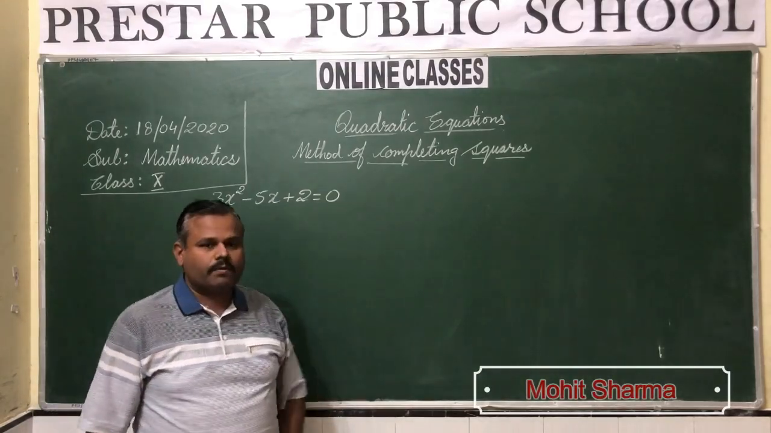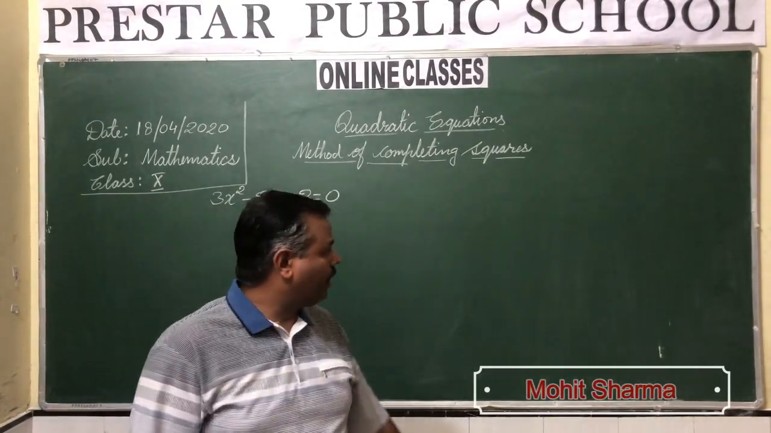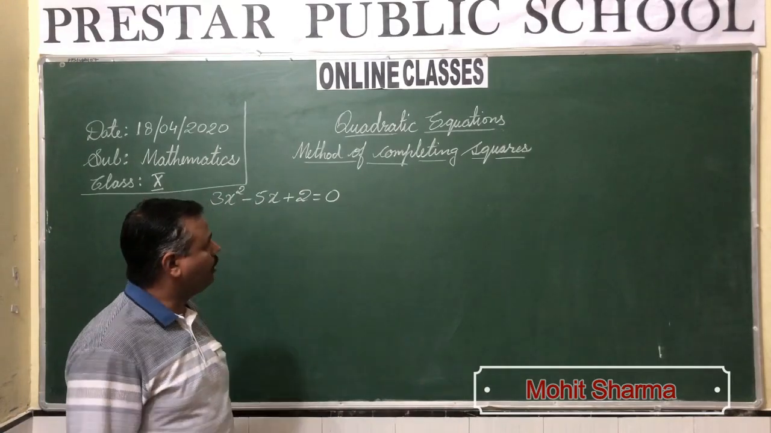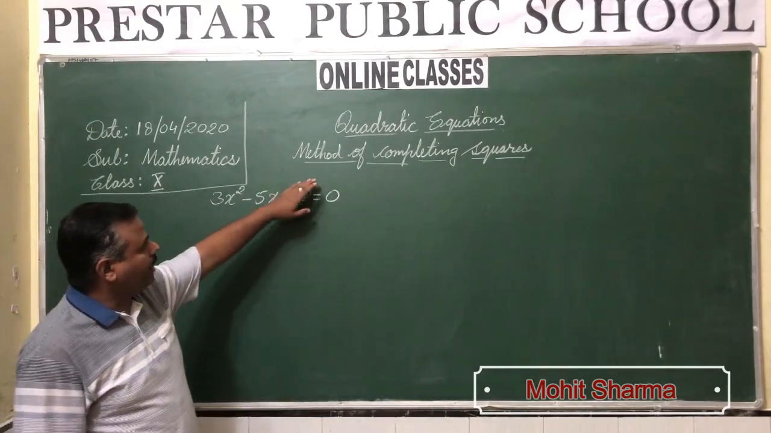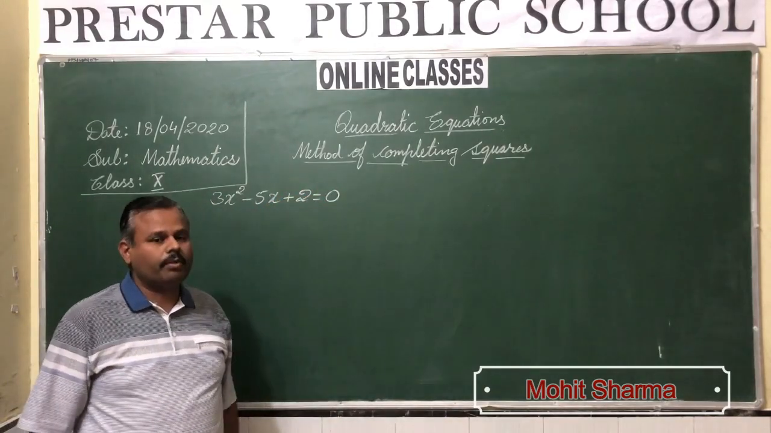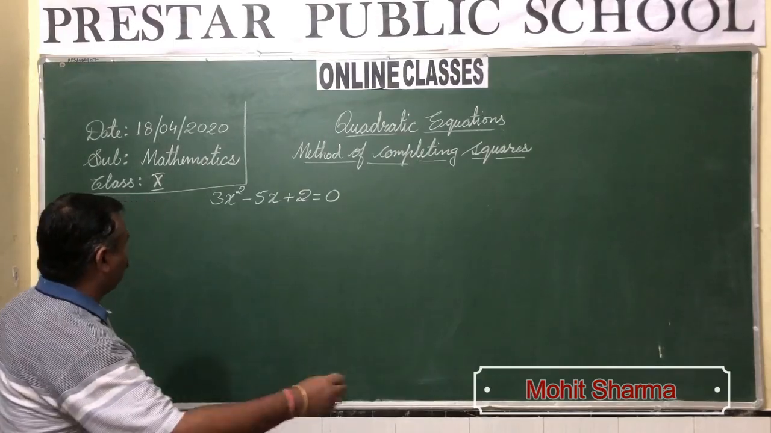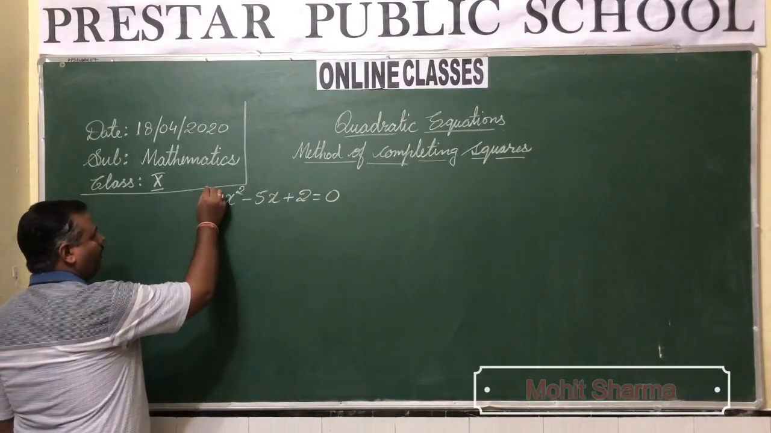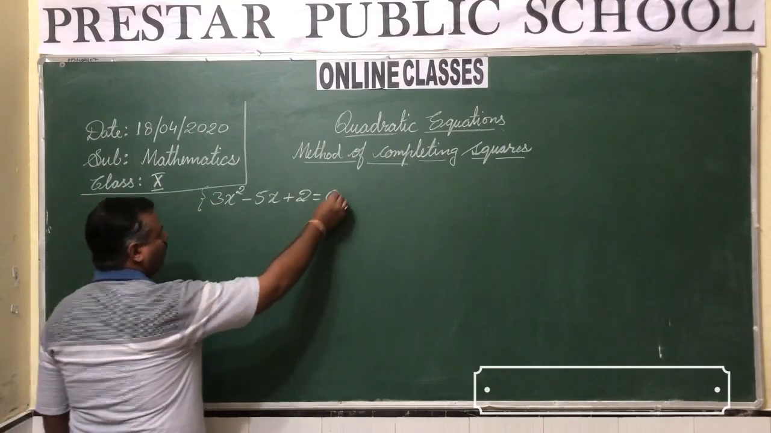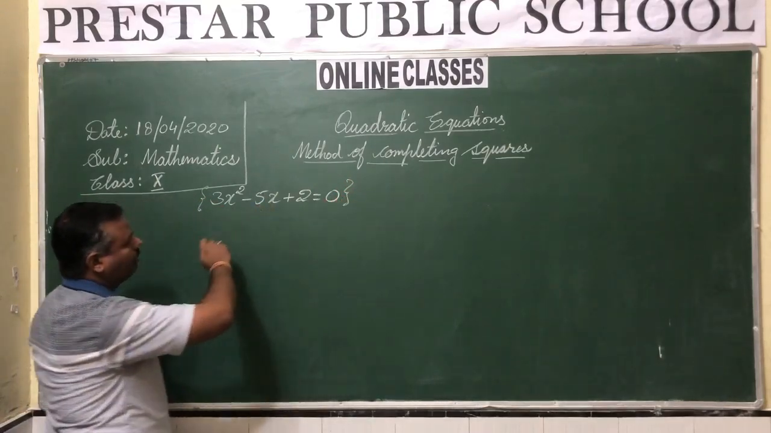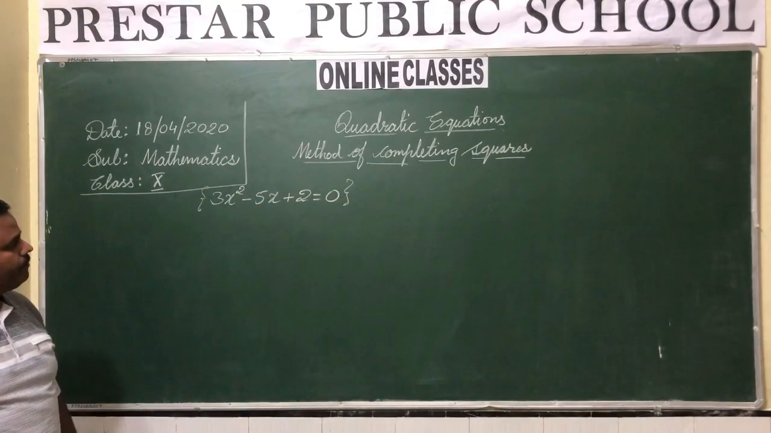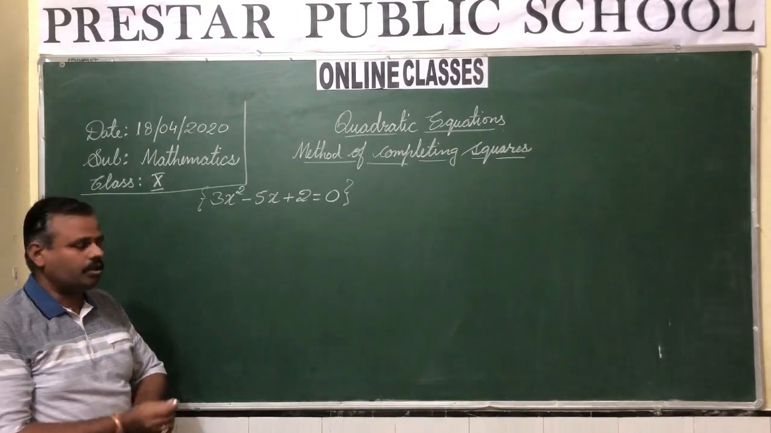In the previous class we had factorized the quadratic equations to solve them. Today we'll discuss the second method, that is the method of completing squares. I'll explain it step by step with the help of an example. Let us take this quadratic equation: 3x squared minus 5x plus 2 equals 0.